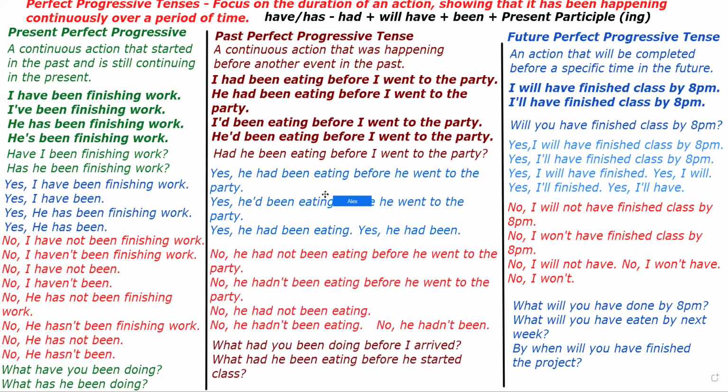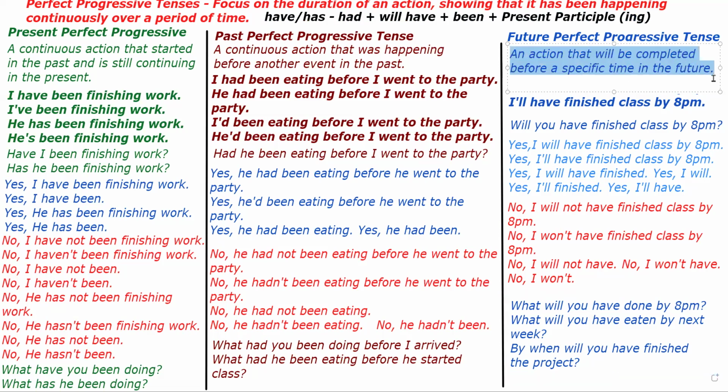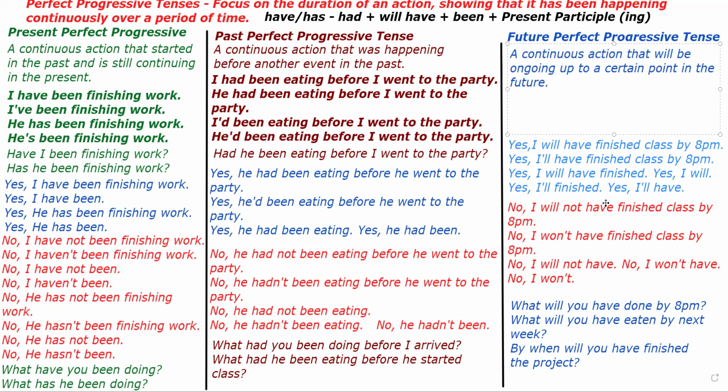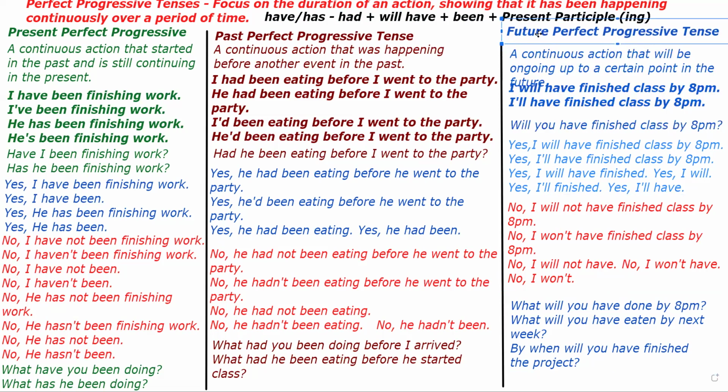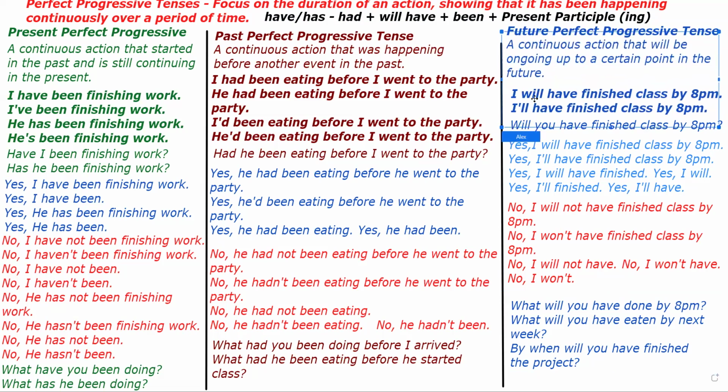Okay, let's continue. Now we're going to go to the future perfect progressive. So we're going to focus on the same thing, have been. In this case, the future progressive tense would be what? The same thing: a continuous action that will be ongoing up to a certain point in the future. Okay, let's see if you're right. Very good. That's it. You see, they all become kind of logical in some way.